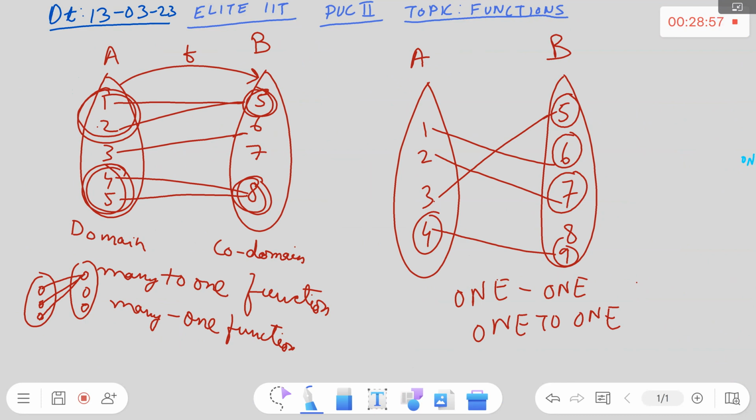Clear? Now a one-one function has another name. You can call it one-to-one, one-one, or injective function.